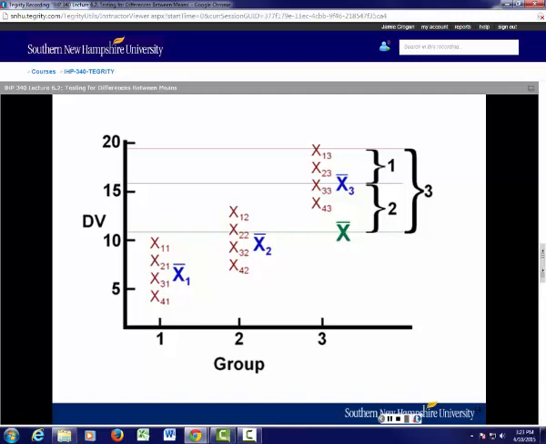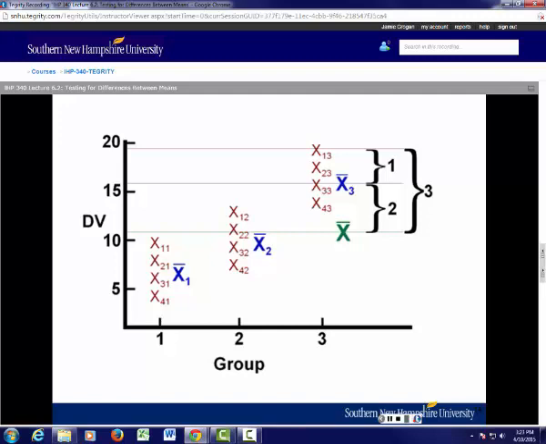Because these are 3 samples from the same population, you can also calculate an overall mean of the whole group. So take all 12 people, calculate an overall mean. That number is the green X with a line on top. That's the symbol for a mean. So that's the overall mean. You have each group mean, but you also have variability within each group.